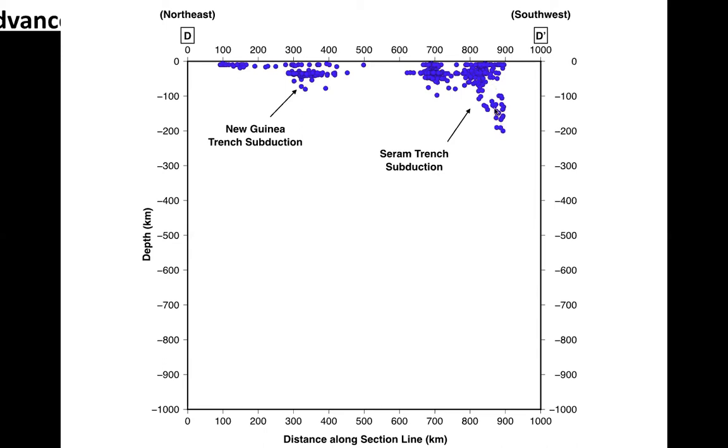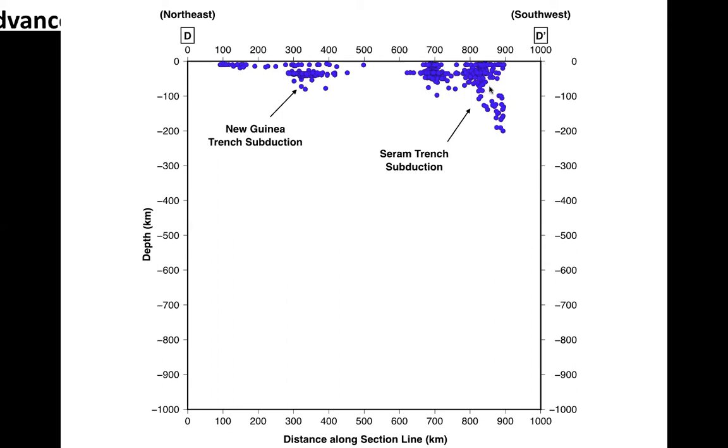So if we move to the southwest here, in the Seram Trench, there is a noticeable Wadati Benioff zone, active to about 200 kilometers. Recent research has actually indicated that the Seram Trench is no longer a site of active subduction, or is very dormant, and is more closely related to the curved collisional complex between the Australian and the Sunda plates, which we'll investigate here in a moment.